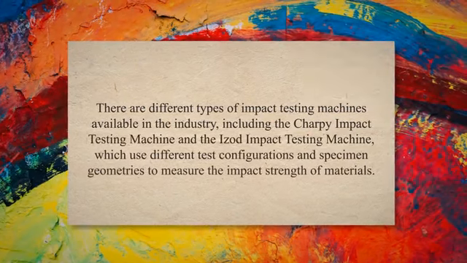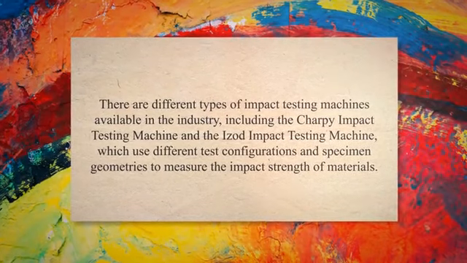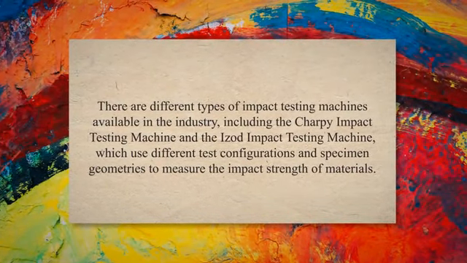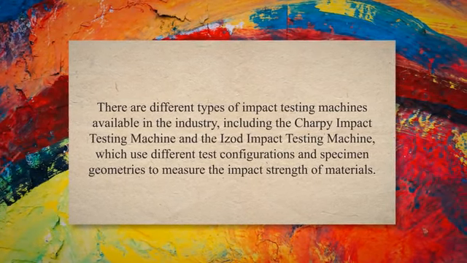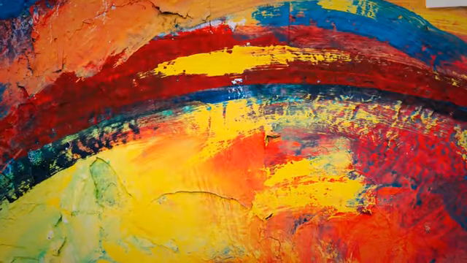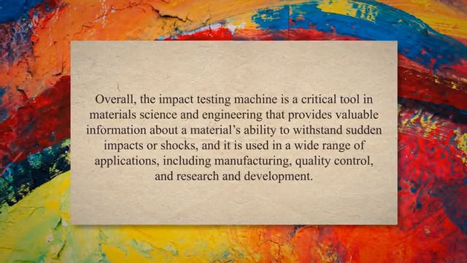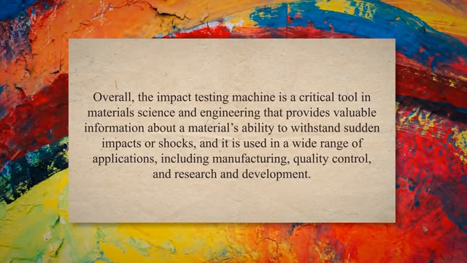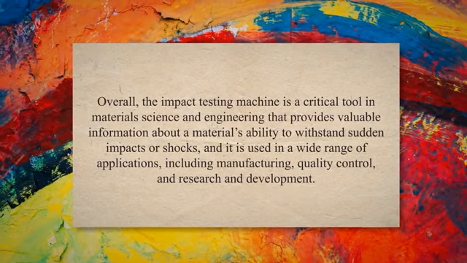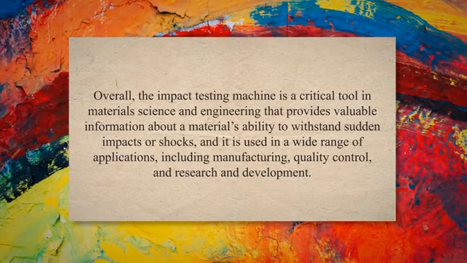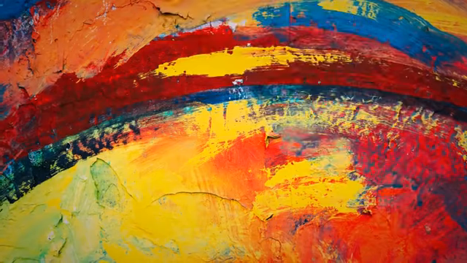There are different types of impact testing machines available in the industry, including the Charpy impact testing machine and the Izod impact testing machine, which use different test configurations and specimen geometries to measure the impact strength of materials. Overall, the impact testing machine is a critical tool in materials science and engineering that provides valuable information about a material's ability to withstand sudden impacts or shocks, and it is used in a wide range of applications, including manufacturing, quality control, and research and development.